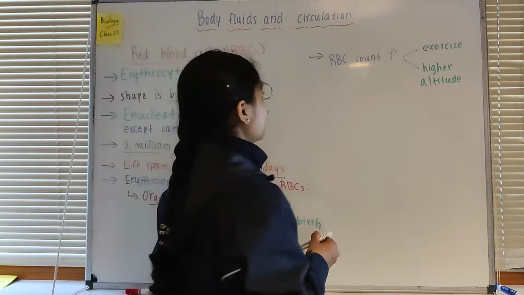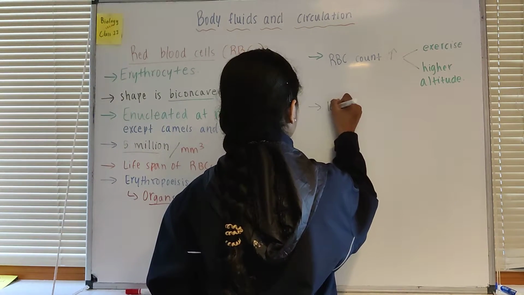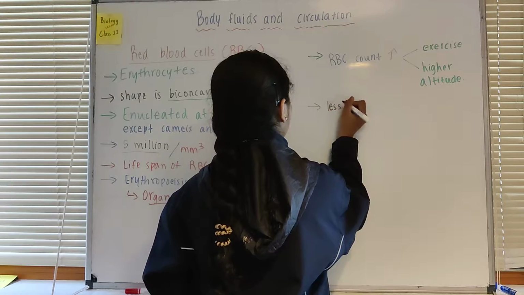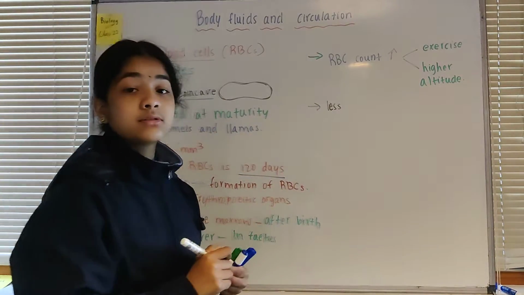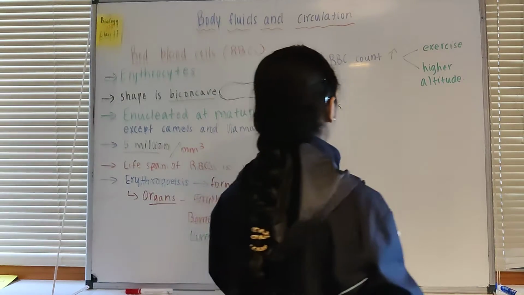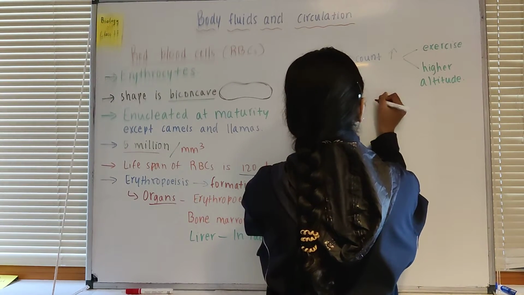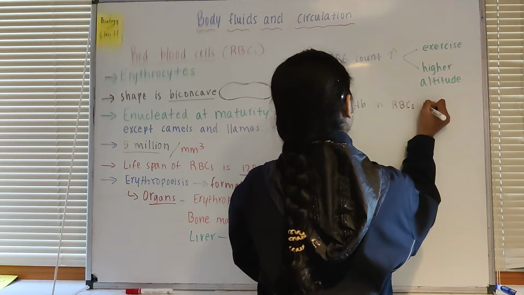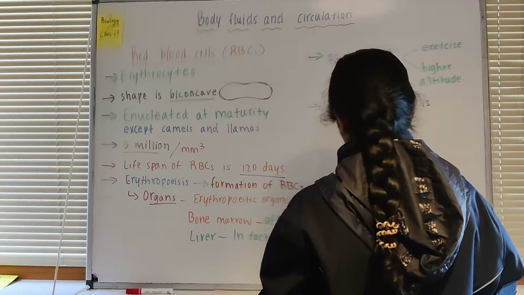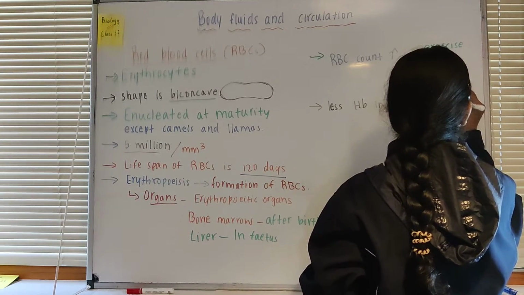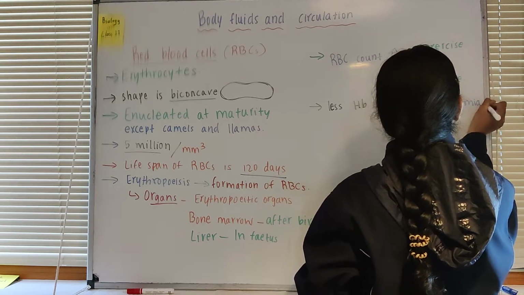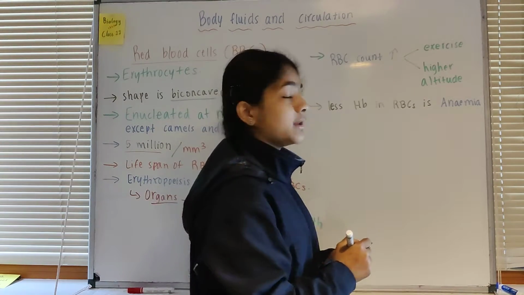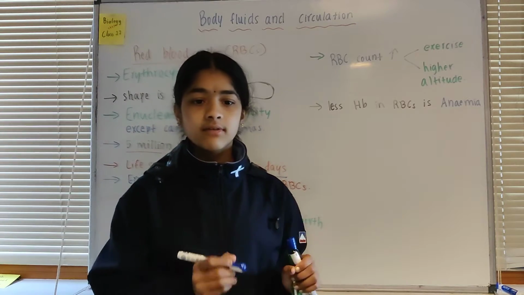Now, less hemoglobin, if it's there. We know that the pigment present in RBCs is hemoglobin. Hemoglobin is the pigment that gives the red color to the blood. We all know that. So, less hemoglobin in RBCs is what we term as anemia. It's a very common thing. Anemia is the condition where there is less hemoglobin in the RBCs. The hemoglobin amount is very less.